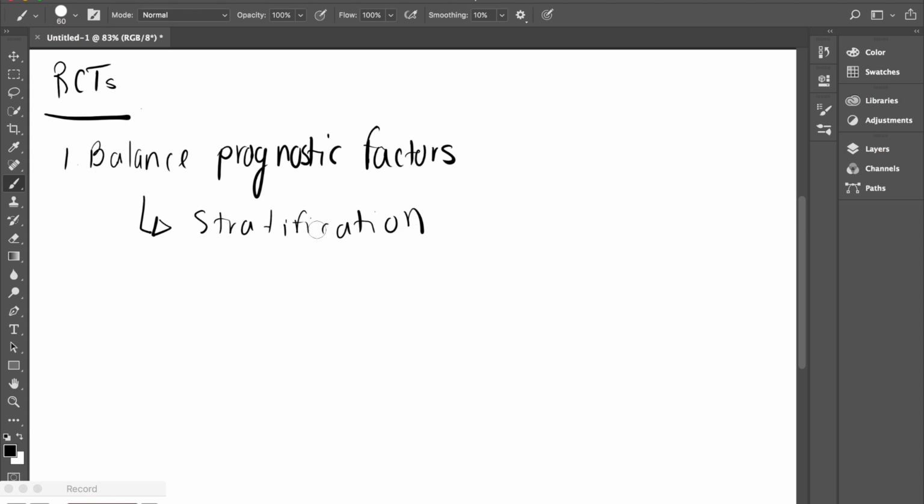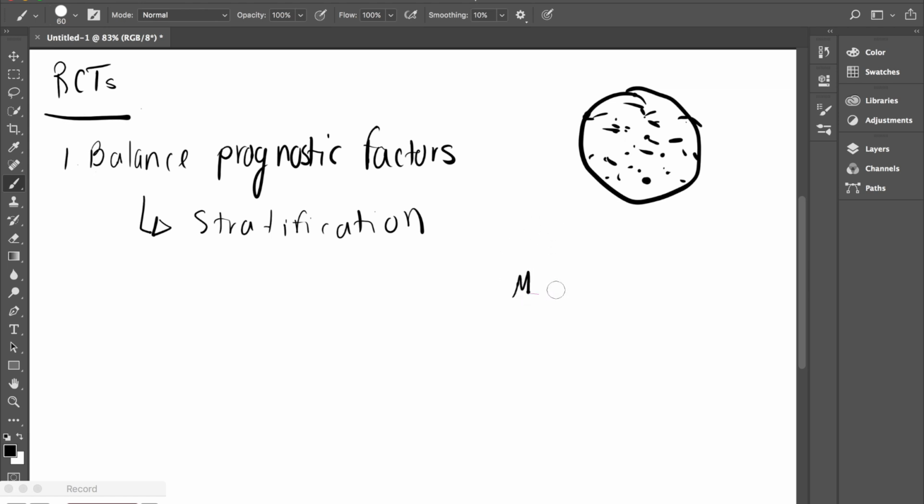So the way stratification works is that, let's say we have our population right over here. So there's a whole bunch of people in our population. And let's say we had a couple of different prognostic factors. So let's say we had male, female, and just people who identified as other. Right? Well, in order for us to stratify, what we do is we sample the population and we essentially put people into these groups.